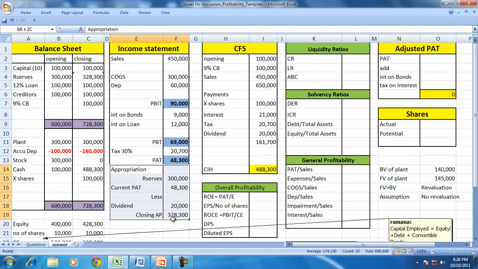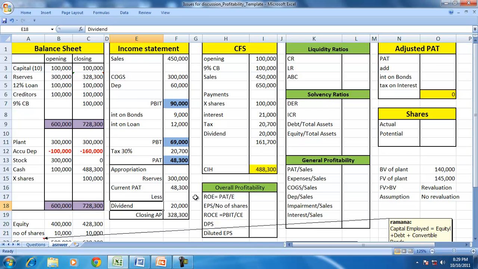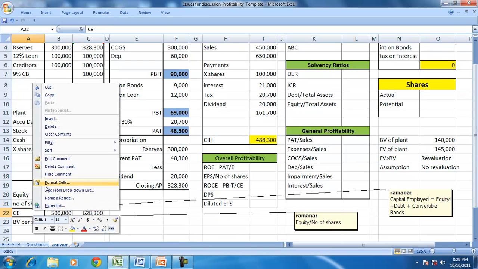Items below the line are appropriations and items above the line are expenses and income. Dividend is an appropriation of profit, whereas the interest is an expense. Dividend is appropriation, whereas the COGS is an expense. So profit is called bottom line, sales is called the top line, the dividend is called the below the line items. Now with this information that we have, we can calculate the relevant ratios.